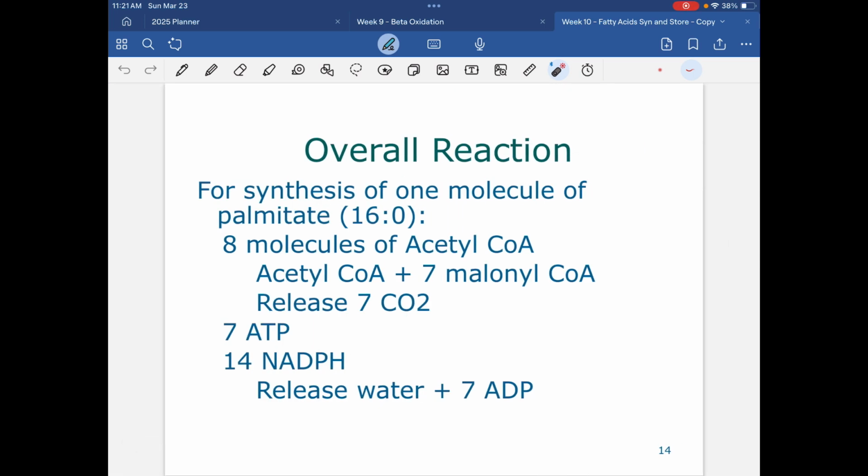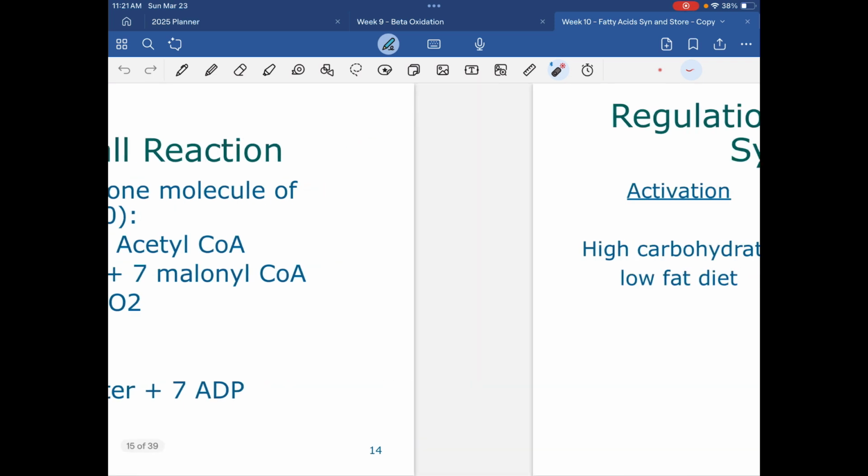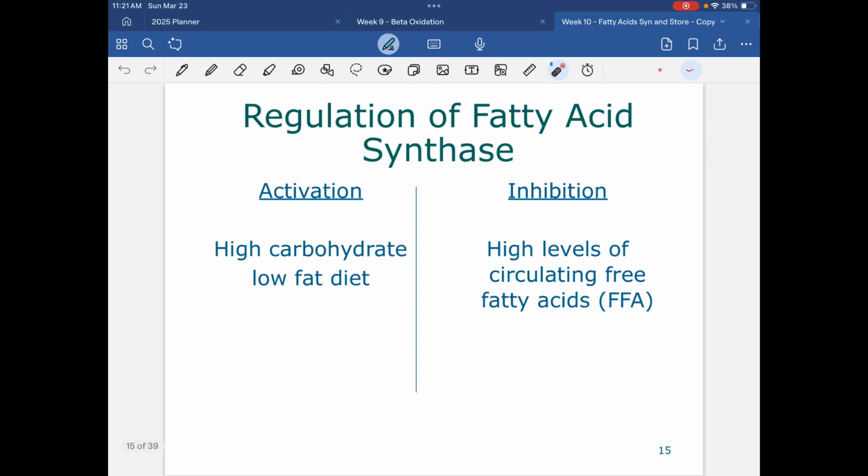Here's the overall reaction if we wanted to make a palmitate molecule, so a 16-carbon fatty acid. This is the same fatty acid we used in beta-oxidation as an example, where we made 8 molecules of acetyl-CoA, so now it makes sense that we're going to use 8 molecules of acetyl-CoA to make it. So this is the same thing that we were talking about before, just in a different part.